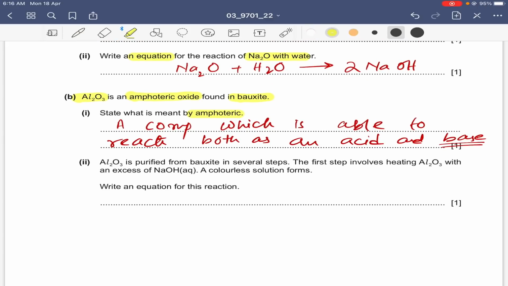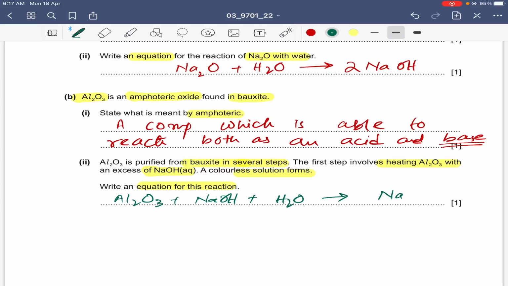All right, then they're saying that Al2O3 is purified from bauxite in several steps. The first step involves heating Al2O3 with an excess of NaOH, because Al2O3 is an amphoteric oxide, so it can react with base. So a colorless solution forms. Write an equation for this reaction when Al2O3 reacts with aqueous sodium hydroxide. So we know this thing. This is the equation from your syllabus, that when Al2O3 reacts with sodium hydroxide in aqueous medium, we get a hydrated salt which gives a colorless solution.